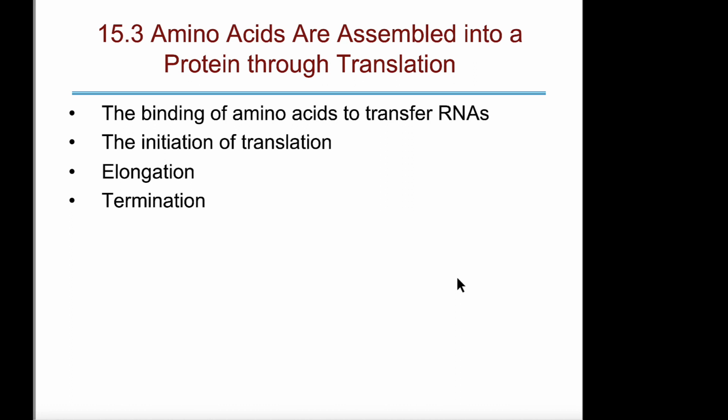Let's go into how amino acids are actually assembled into a protein through translation. The first thing you have is the binding of the amino acids to transfer RNAs. The amino acids have to bind to a transfer RNA, and there are enzymes that help facilitate this process, known as aminoacyl tRNA synthetase. That is the enzyme that charges, or adds, amino acids to the acceptor arm of the tRNA. And then, as we've seen with transcription and replication, you can divide translation into 3 stages: initiation, elongation, and termination. So let's go through these.